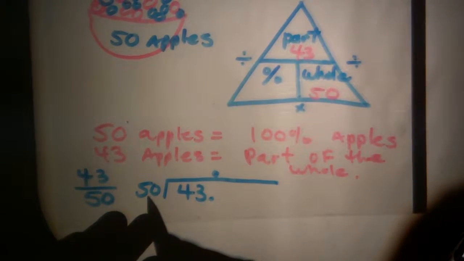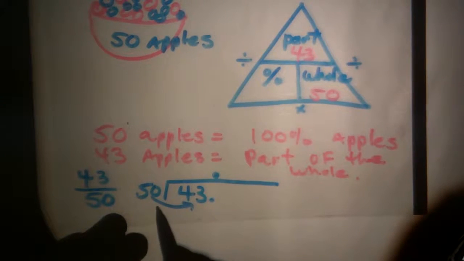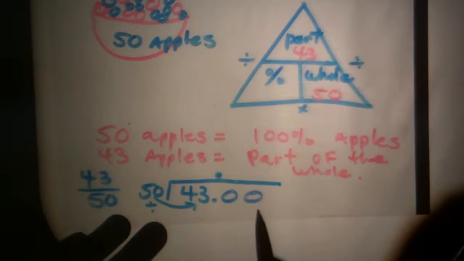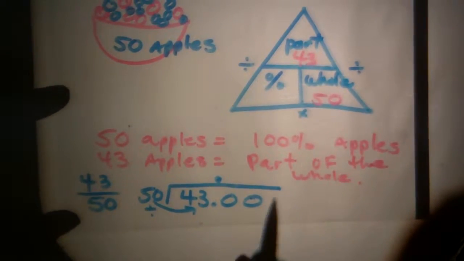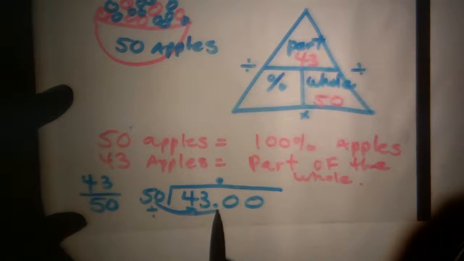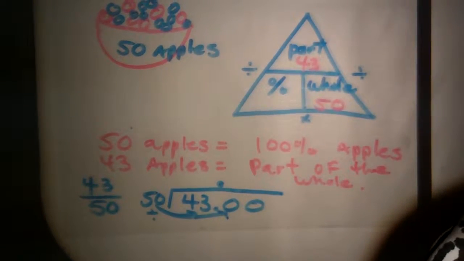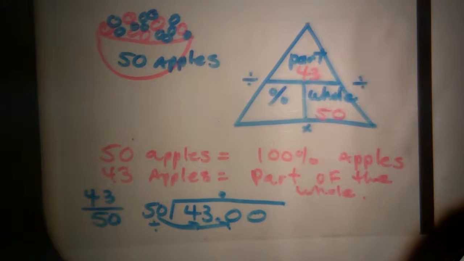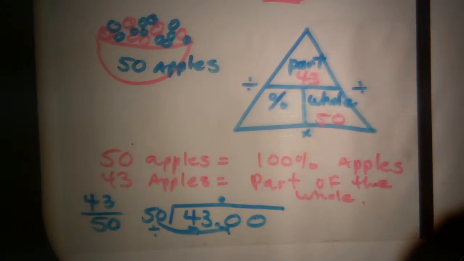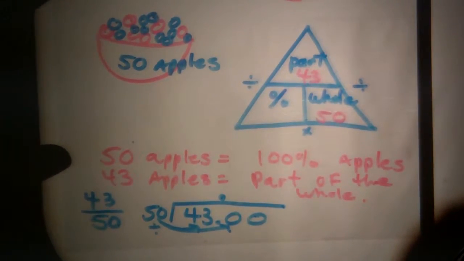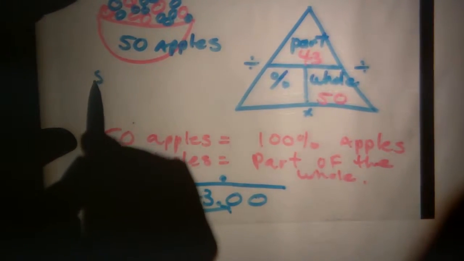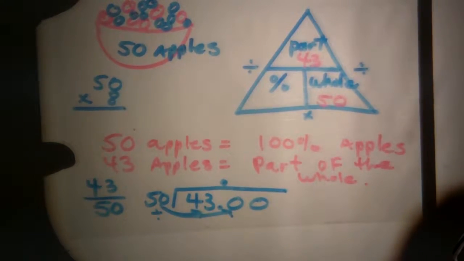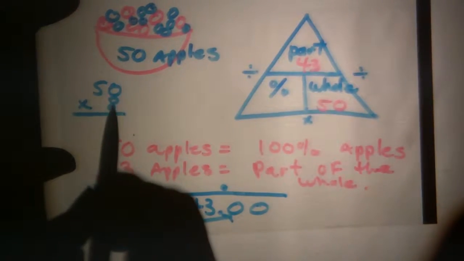Alright, so can 50 be divided into 43? No, 50 is larger than 43. It seems like we're going to have to add some zeros here. Can 50 be divided into 430? Yes, it can. How many times can we put that into there? Oh, let's see. What's 50 times 8? I better do a quick check here.